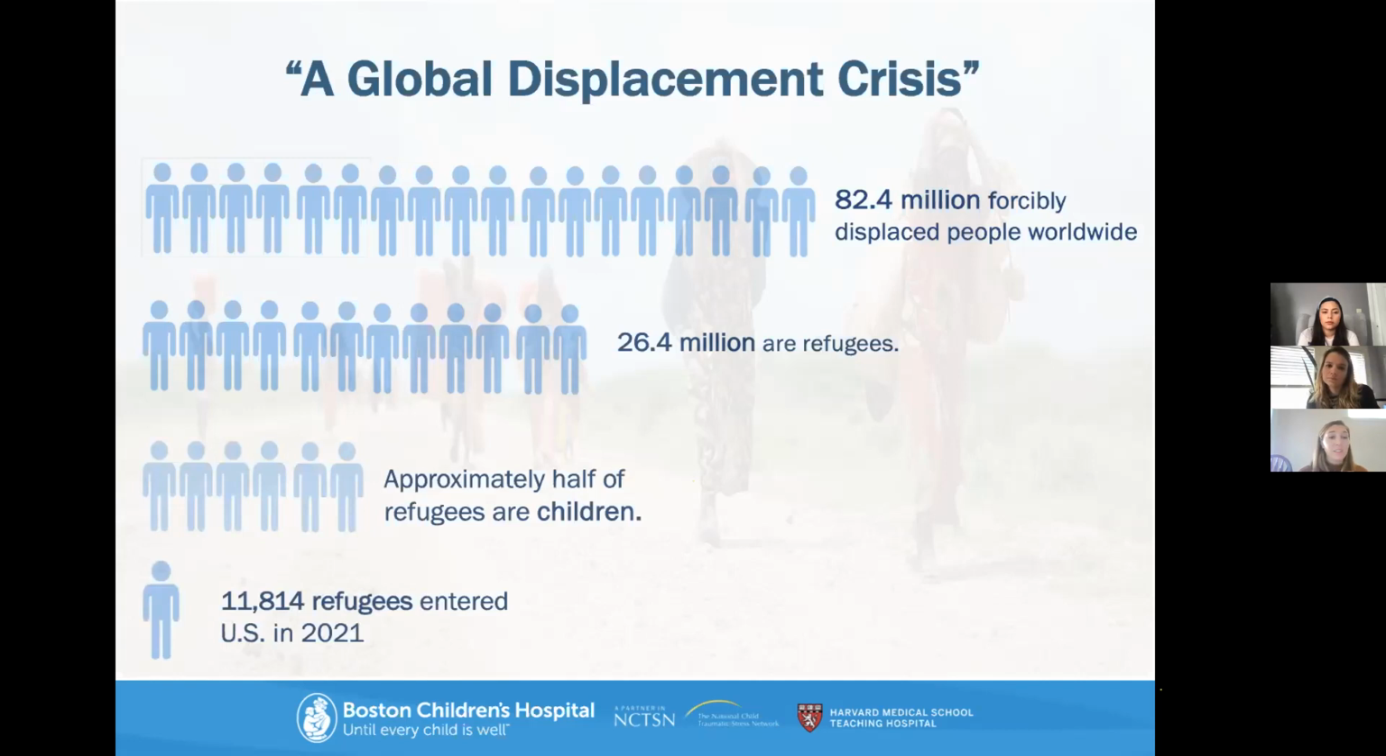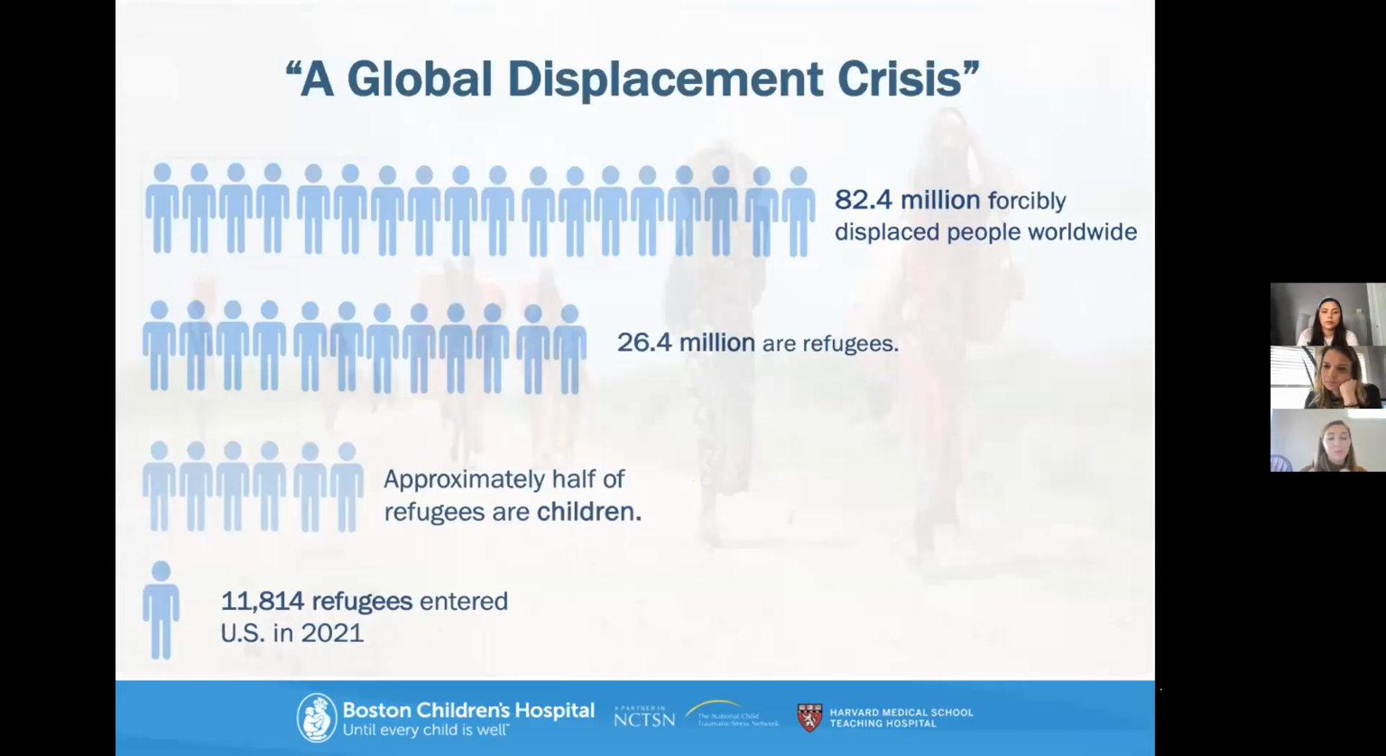And specifically in the US context in 2021, just under 12,000 refugees entered the US. Despite changes to Biden's refugee admissions cap to about 62,000 in 2021, only around 12,000 were admitted. It's also worth noting that these numbers are changing almost daily at this point, especially with all the news we've seen with different crises happening, including Ukraine and many other parts of the world.